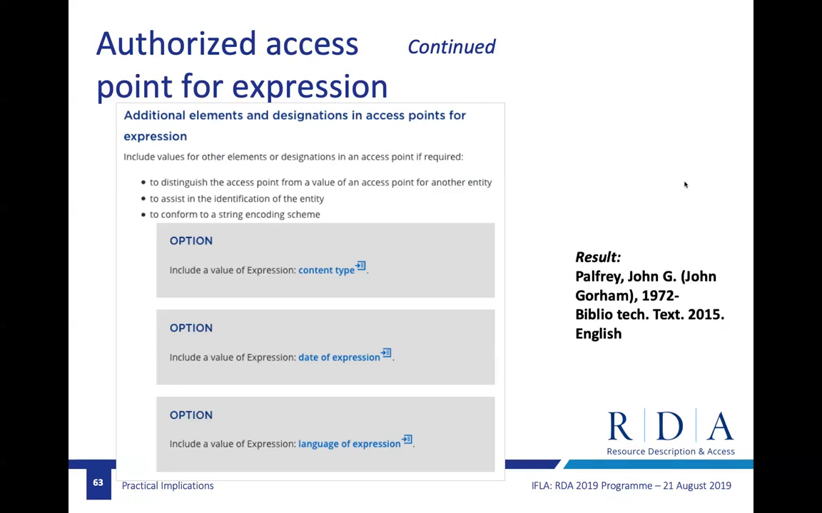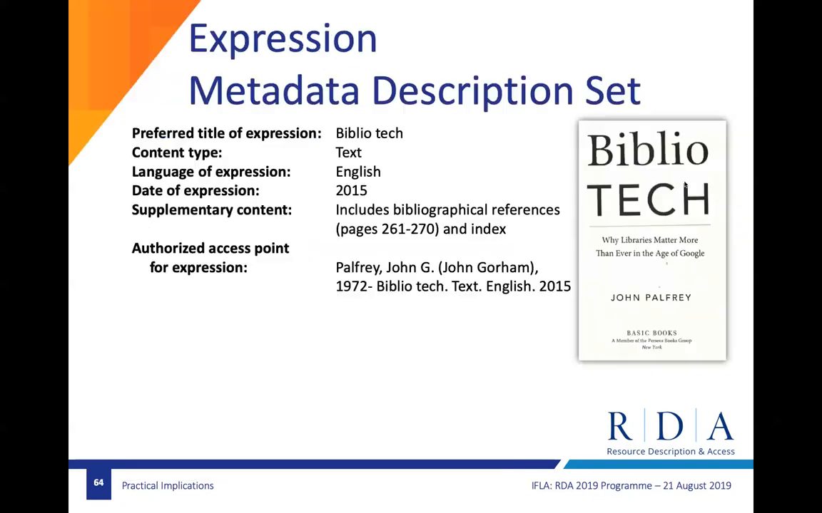Why am I using periods? Because my application profile told me to, or perhaps my best practices or my policy statement. As I said, there's no existing guidance about using punctuation or anything else in separating these data elements. I have chosen periods. My result is Paul Free, John G., John Gorham, 1972-, Bibliotech, Text, 2015, English. So here's my expression metadata description set: my preferred title, content type, language, date, supplementary content, and authorized access point.